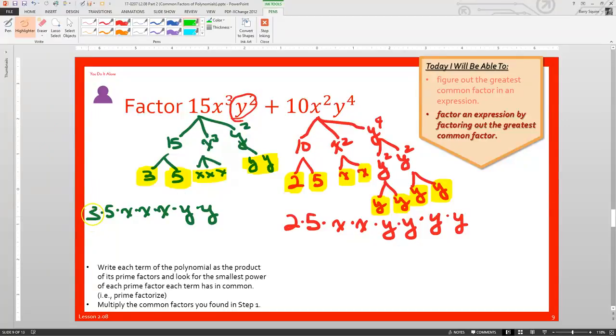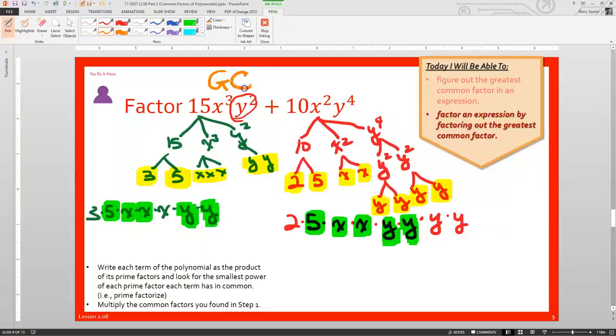Well, we have a 3 over here, but not in the other term, but we do have a 5, so that's good. Got an x and an x. Got an x and an x. I've got an x, oh, no x. I've got a y and a y. I've got a y and a y. And that's all I've got left. So my greatest common factor is going to be all this stuff multiplied together.